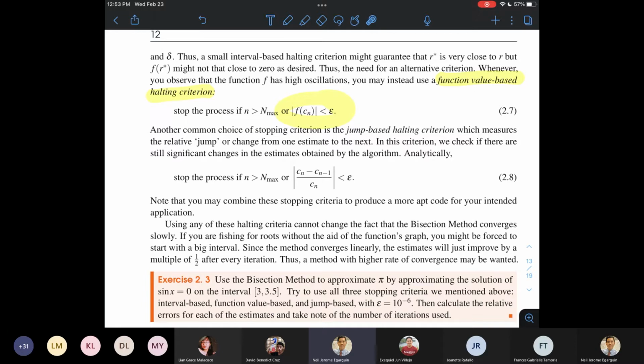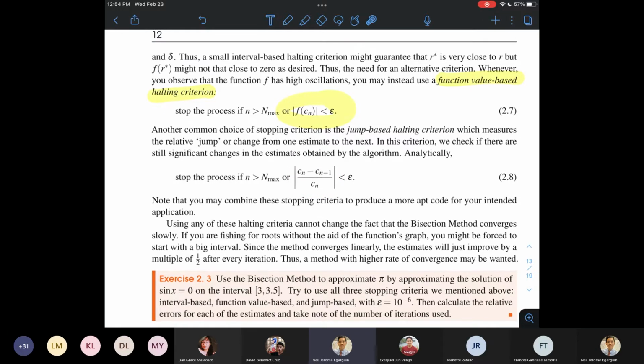Now, to mathematically check if the changes in the estimates are still worth it, you can take a look at the relative change. So kunin mo yung C sub n minus C sub n minus 1, i-divide mo by C sub n. So ito yung percent change nung estimate sa bawat iteration, and check if it is within your tolerance. Sabihin mo, titigil ako pag hindi na nagbabago yung mga C sub n's by 0.1%. So you can choose your epsilon to be 10 to the minus 3. Ibig sabihin, kapag masyado ng malaki si n, hindi na nagbabago by 0.1% yung mga estimates ko. So it is not worth it to continue the iterations anymore. Nagsasayang ako ng oras kasi tumatakbo yung oras pero hindi naman ganun kalaki yung iginaganda ng aking estimate. So that's the jump-based halting criterion.